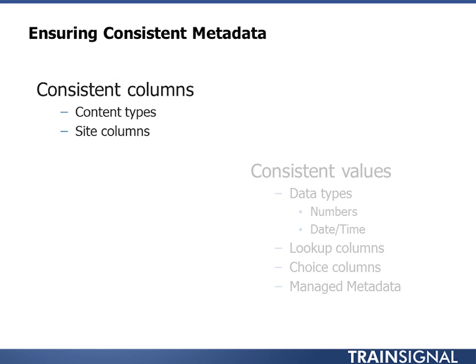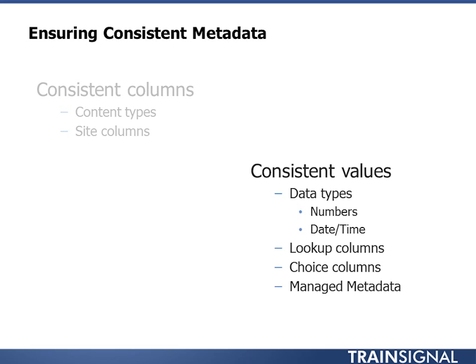Now, the key to metadata is consistency. And there's really two sides to ensuring consistent metadata: consistent columns and consistent values. Now, in a later lesson, we're going to examine content types and site columns, which will allow us to create columns at the site level and group them together to ensure consistent items, so that way we can have consistent columns. In this lesson, we're going to take a look at the managed metadata services, which is going to give us the ability to ensure consistent values.